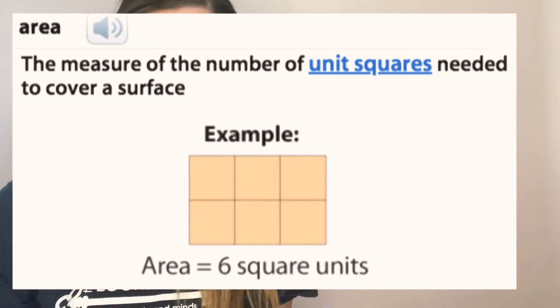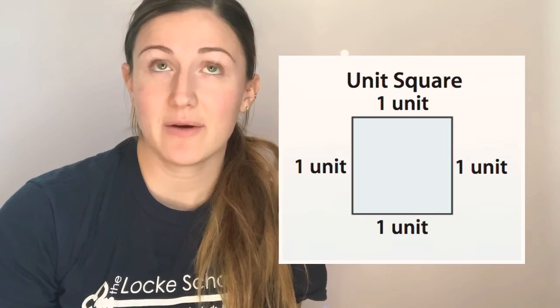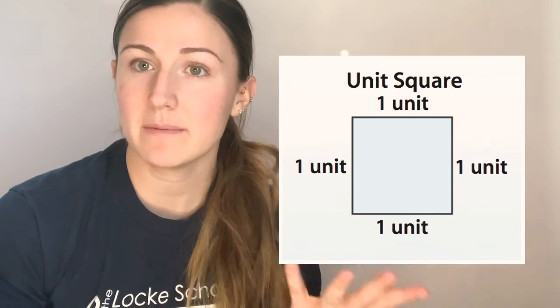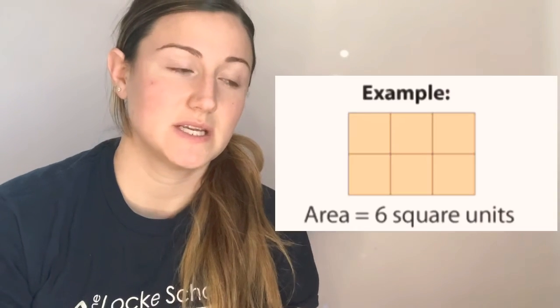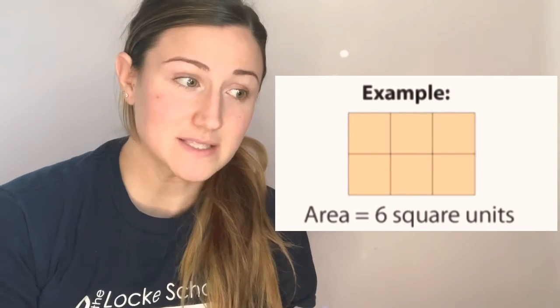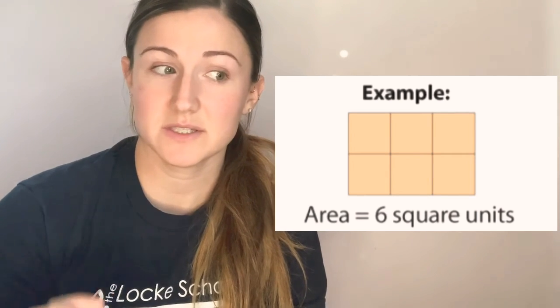So area again is the measure of the number of unit squares needed to cover a surface. Unit squares are the form of measurement that we'll be using today to figure out how much space something takes up, or how much space is needed to fit inside of a polygon. As you see in this example here, this rectangle has an area of 6 square units. That means 6 of our square units fit inside.